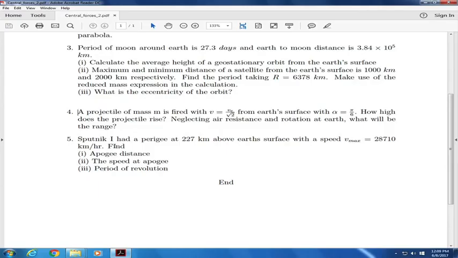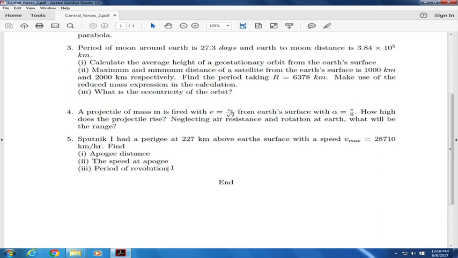In problem 5, it is given that Sputnik 1, which is the first of the Russian satellites in outer space, has a perigee of 227 kilometers above Earth's surface, with a speed of V max equal to 28,710 kilometers per hour, and we have to find the apogee distance, the speed at apogee, and the period of revolution.